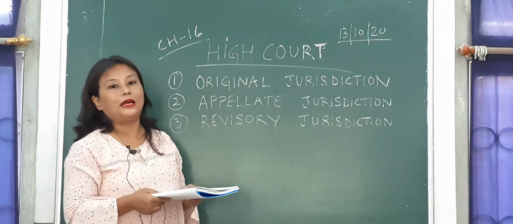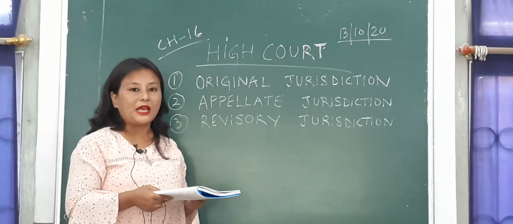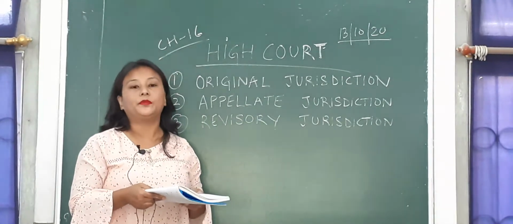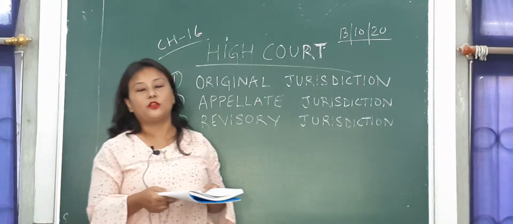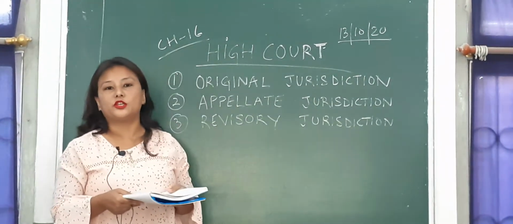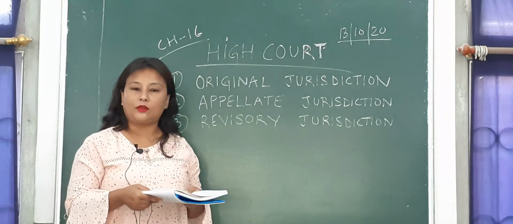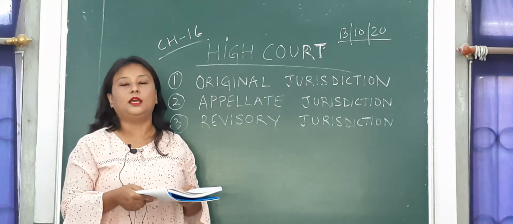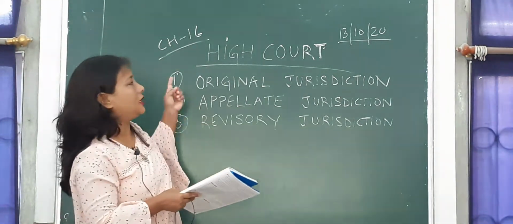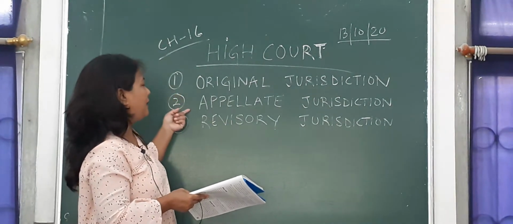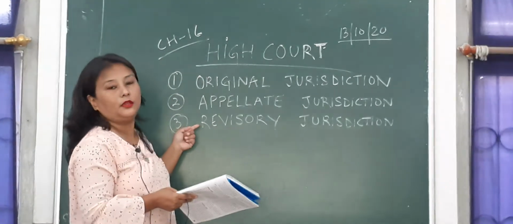So, in today's class, we'll be again continuing the same chapter, which is your High Court, which I started last week. In last week's class, what I had mentioned was just the composition of the High Court. Then, how the judges of the High Court are appointed. Its tenure. So, basically in today's class, I'll be starting with original jurisdiction, appellate jurisdiction and revisory jurisdiction.